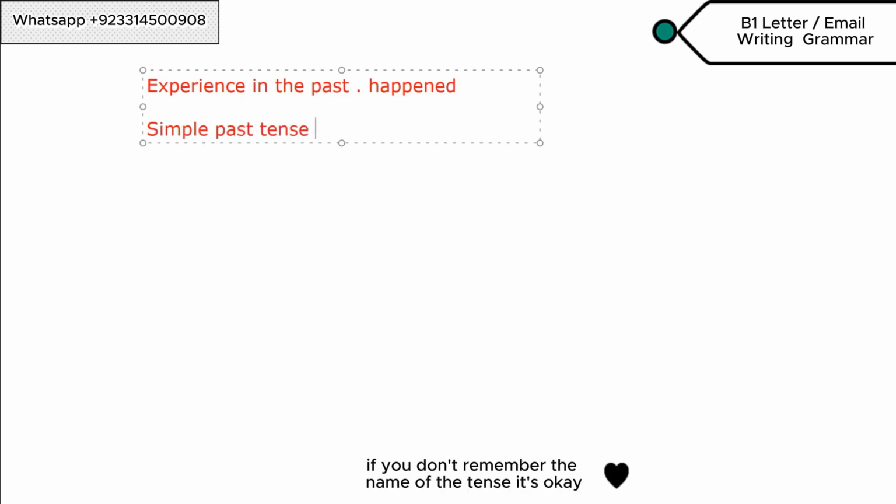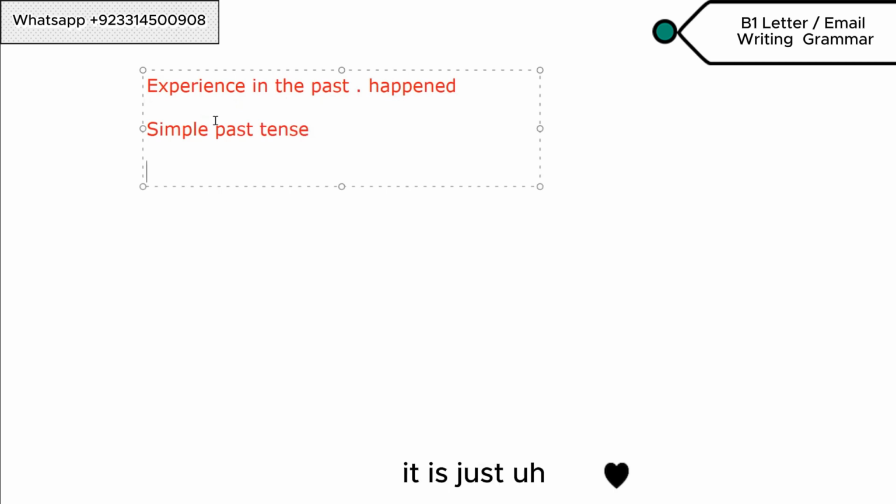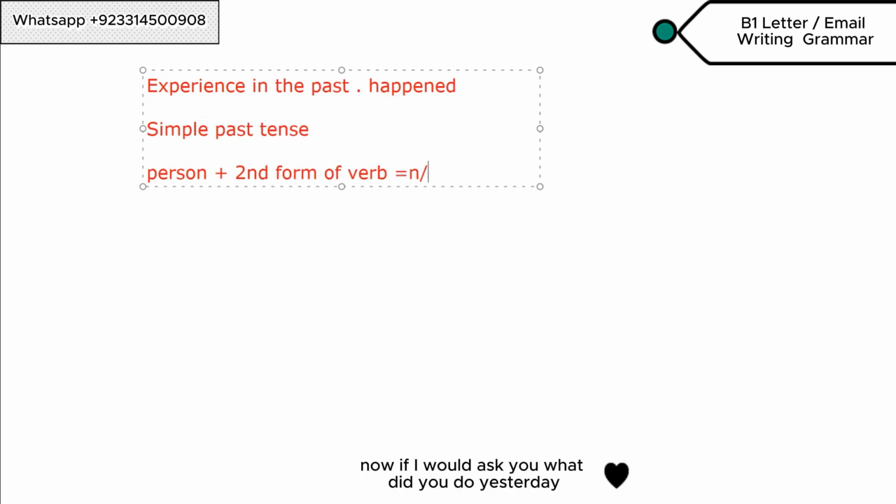Number one thing, we use the easiest tense, that is the simple past tense. If you don't remember the name of the tense, it's okay. It is just the person. Person means I, you, we, they, whatever you're talking about, plus second form of verb, plus noun or object to complete it. Now, if I would ask you, what did you do yesterday? Can you guys tell me what did you do yesterday?